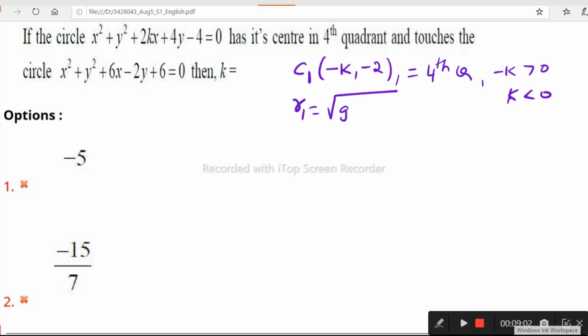g square plus f square minus c. What is the radius of this circle? The root over g square is k square, f square is 2 square is 4, minus minus plus 4. Therefore, root over k square plus 8.